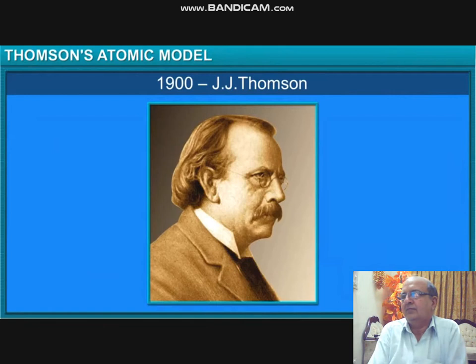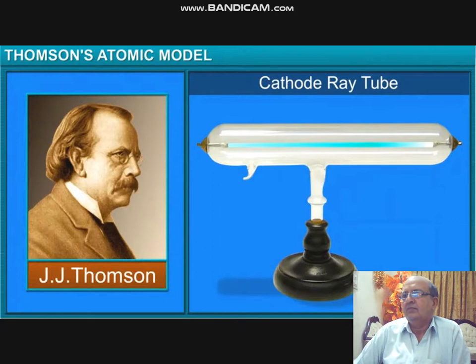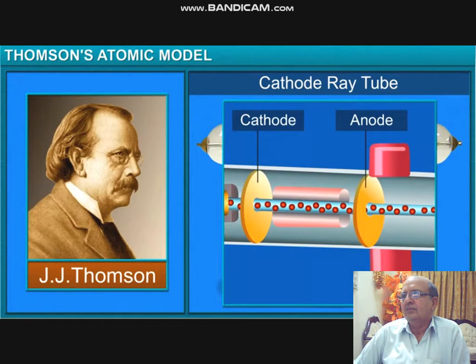Around the year 1900, J.J. Thomson conducted experiments on the beams of particles inside a glass tube called a cathode ray tube. He found that the particles were attracted to the positive terminal of the tube. Thomson concluded that the particles must be negatively charged and called these particles electrons. An electron has a negligible mass and has a charge of -1.